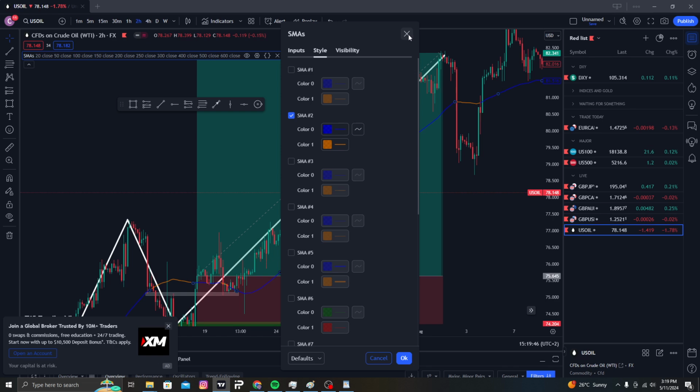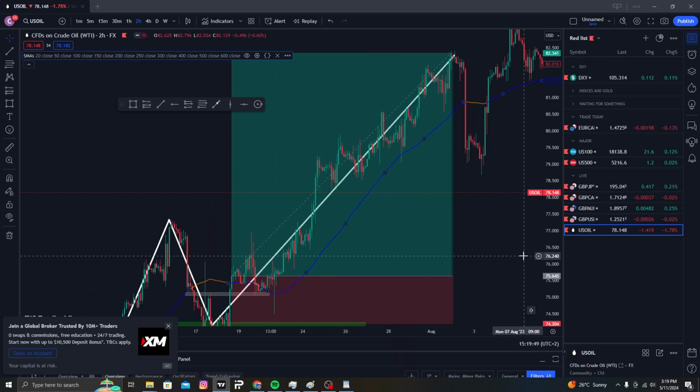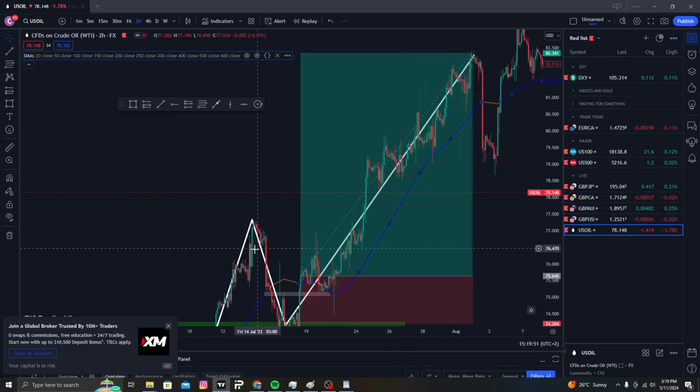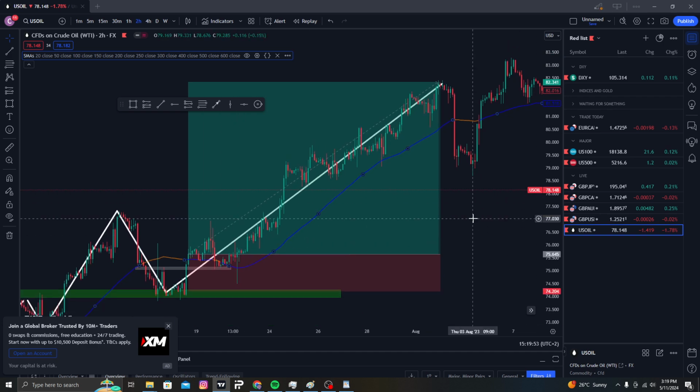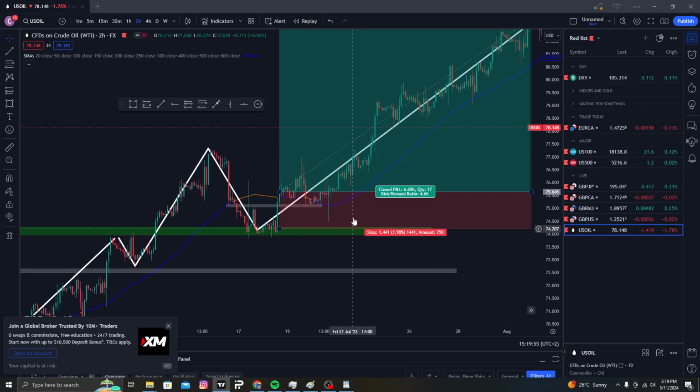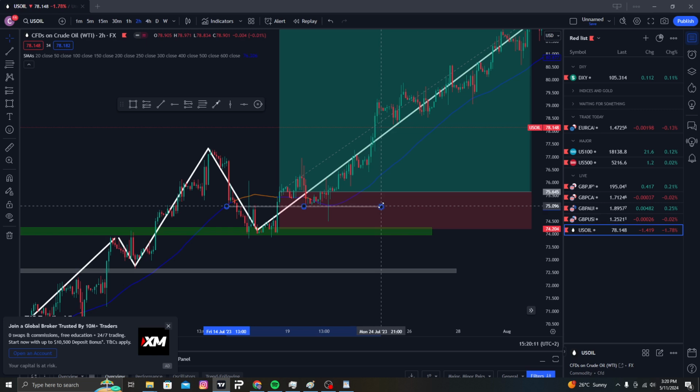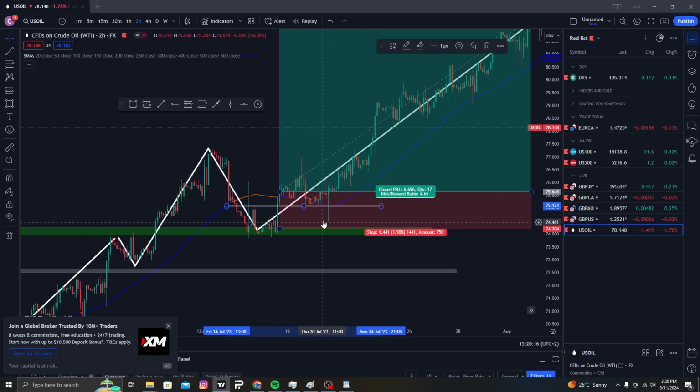So I'm not going to change the colors. This is my third confirmation, bro. Third confirmation that price is going to buy. Price is above the trade. Price is above the moving average. And price is struggling to go beneath the moving average. That's my fourth or fifth confirmation. Price is struggling to go beneath this moving average.